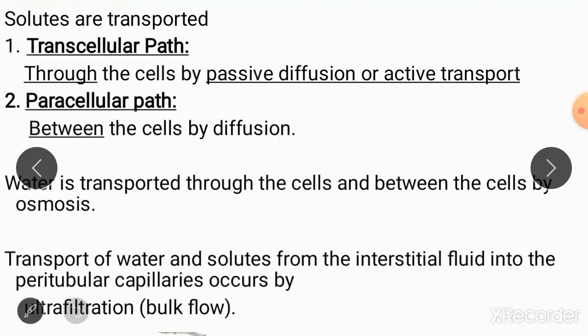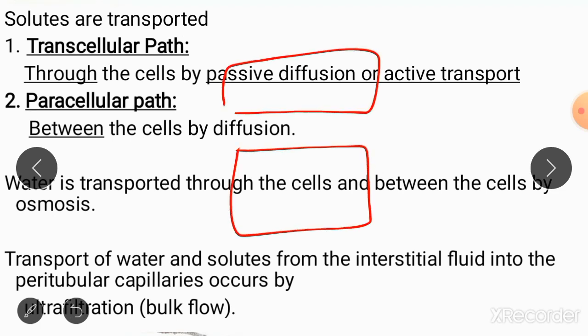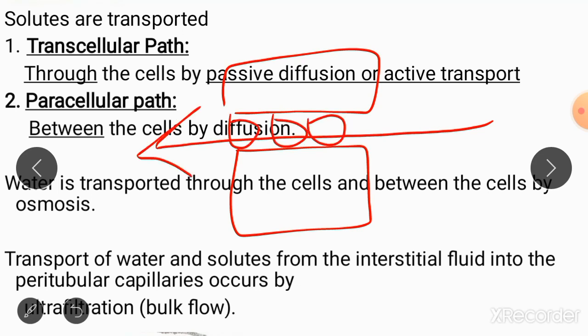Water is transported through the cells and between the cells. It uses both these pathways, the transcellular pathway and paracellular pathway. And a very important effect of water is that whenever water is flowing between the cells, it carries a lot of solutes with it, and the sheer force of water helps it carry a lot of substances along with it and help in reabsorption of these substances, and this is known as ultrafiltration or bulk flow.